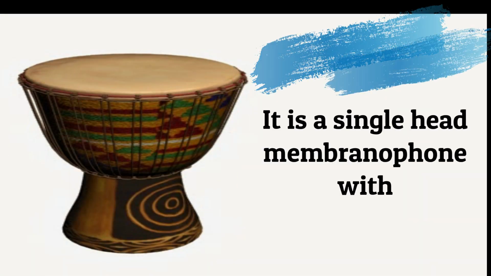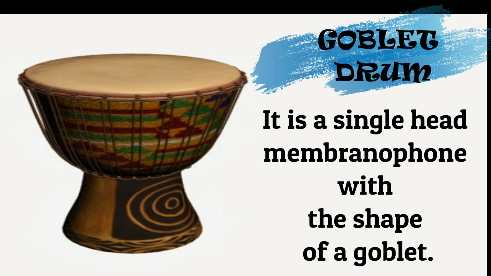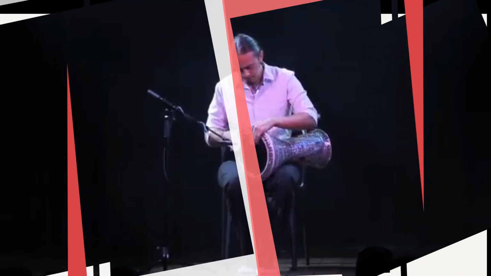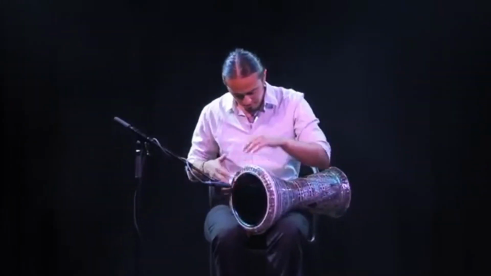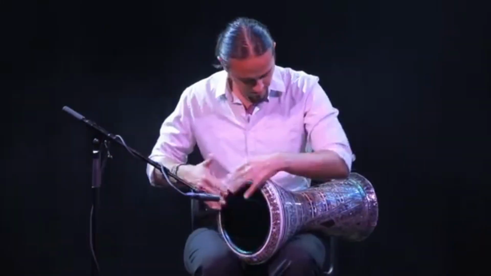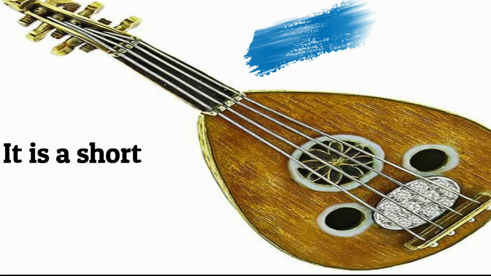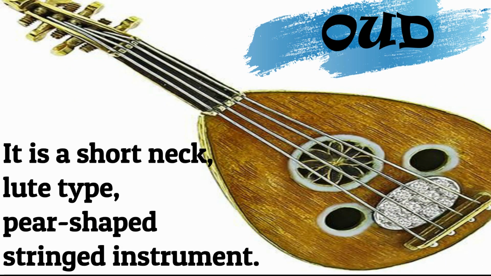The next instrument is the goblet drum. It is a single head membranophone with the shape of a goblet. And the last but not the least is the oud. It is a short neck, lute type, pear-shaped stringed instrument.